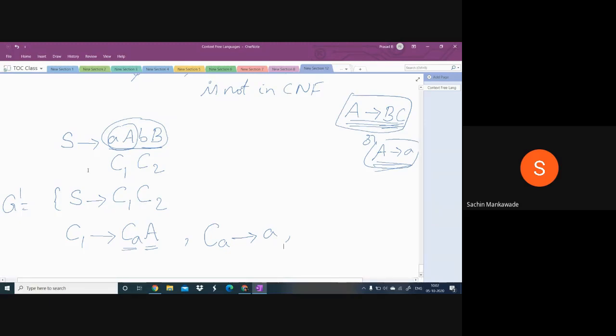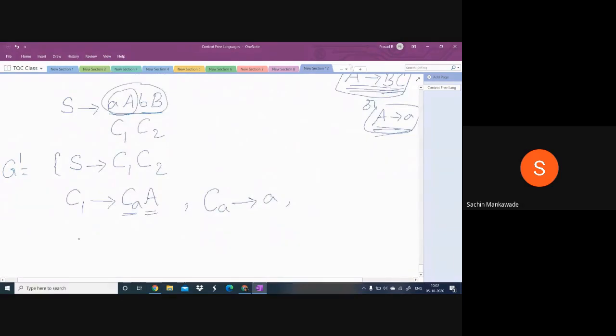C2 is BB. But C2 we cannot write as BB because on the right side the two symbols must be non-terminals, whereas this is a terminal, so we cannot write that. So what I do here, in B place, I will write one non-terminal, let it be CB. And this is B. So this is in the A to BC form. And what is CB? CB is B. So here, this is A to BC, this is A to BC, this is also A to BC, whereas this is A to A and this is also A to A.